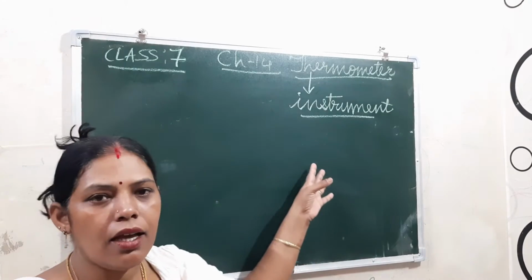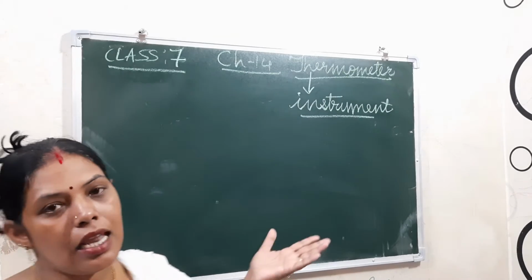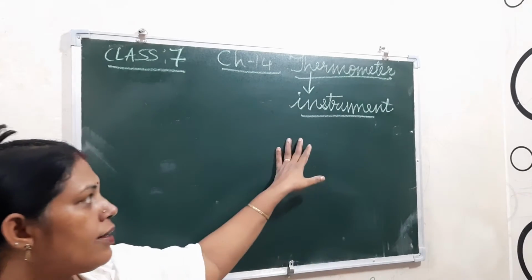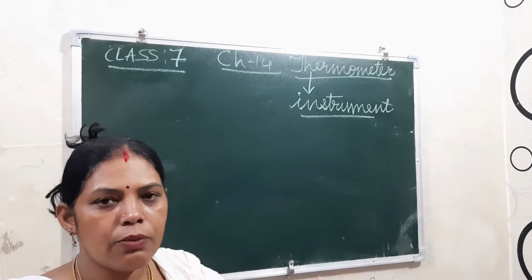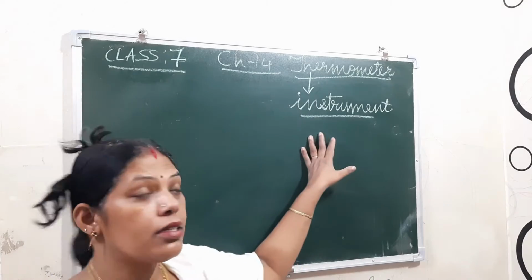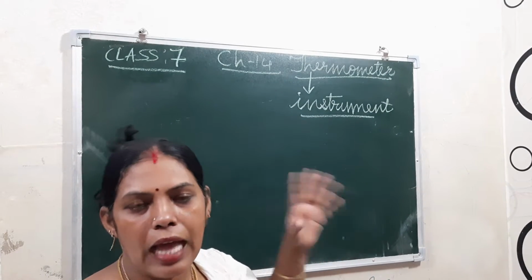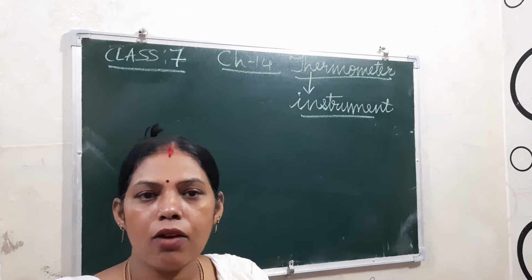That is, one is the clinical thermometer and another one is the laboratory thermometer. The clinical thermometer is used in hospitals for measuring the temperature of the human body. And the laboratory thermometer is used for measuring the temperature of objects.